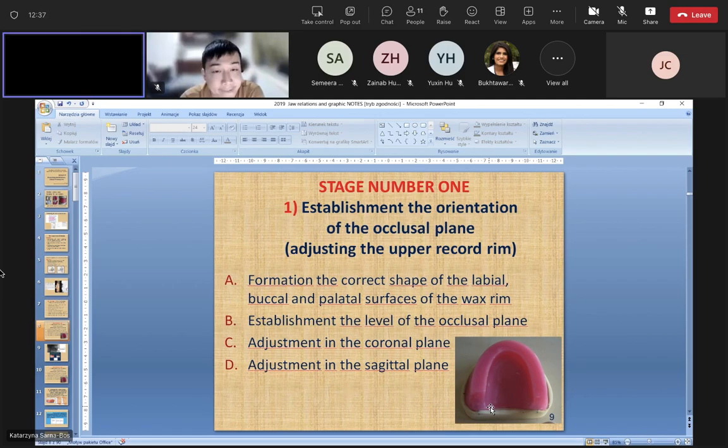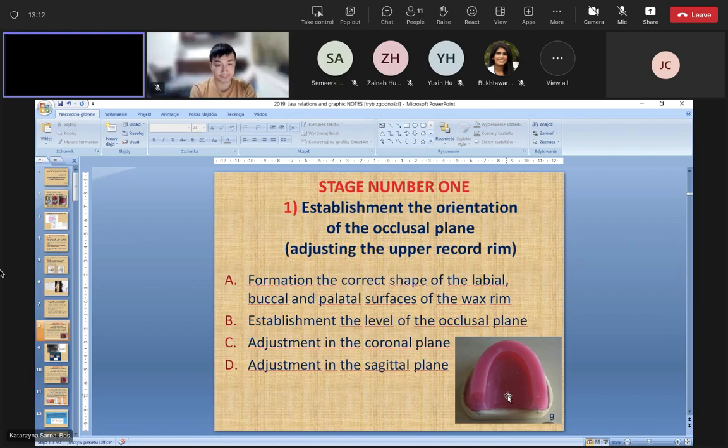Okay, so stage number 1. Establishment of the orientation of the occlusal plane. This is the first stage of recording jaw relations. The doctor adjusts only the upper occlusal rim. What does he have to do? First of all, the dentist has to form the correct shape of the labial, buccal, and palatal surfaces of the wax rim. Later, I will show you pictures.